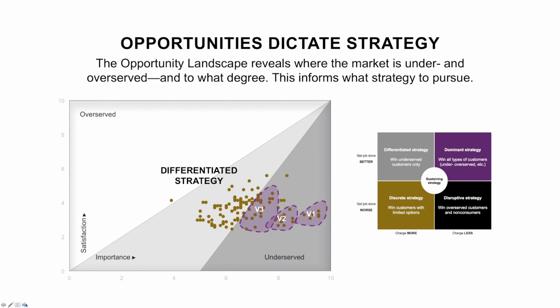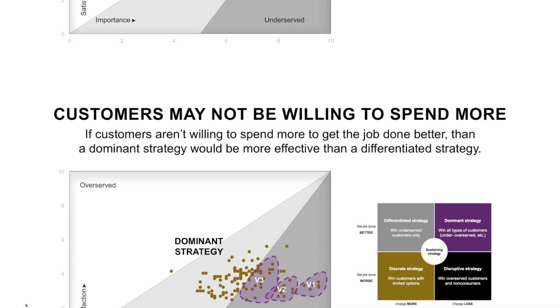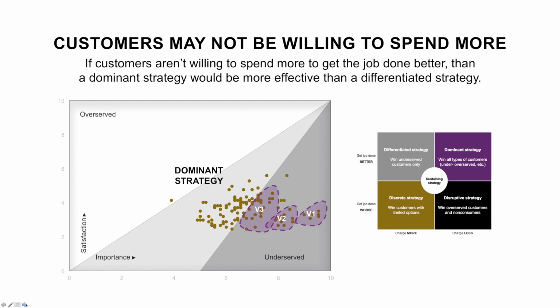Now, what if this segment was not willing to pay more to get the job done better? In that case, we would have to pursue a dominant strategy. In other words, we'd be trying to get the job done better, but not adding cost to the product or not increasing pricing. This, of course, becomes more challenging from an ideation and invention standpoint, but if your customers are not willing to pay more to get the job done better, that's the situation that you face.